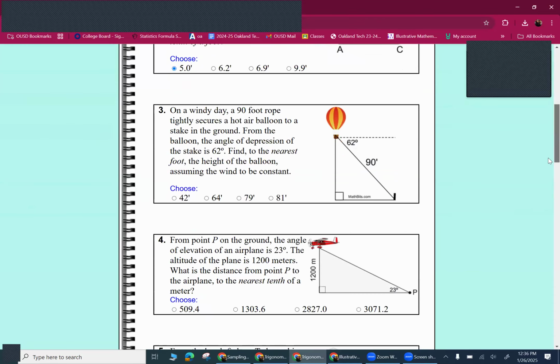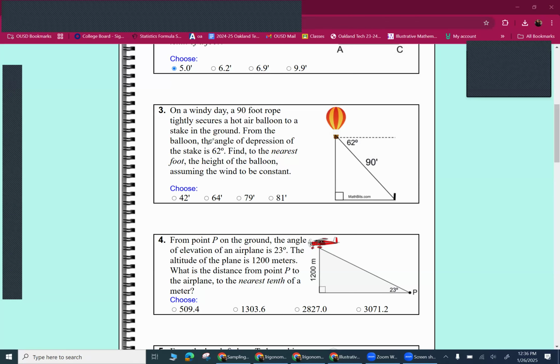Next one. All right, this is important just because of vocabulary, and there's 2 ways to do this. Windy day, 90-foot rope tightly secures a hot air balloon to a stake on the ground. From the balloon, so you're up in the balloon, whee! The angle of depression of the stake is 62 degrees. Angle of depression, so if you think about depression in general, it's like you're maybe looking down because you're depressed. Angle of depression means exactly that. You are up here, you are looking down. So if you draw this line, this is your line of sight, you're looking out on the horizon, and then if you look down, that's the angle of depression.